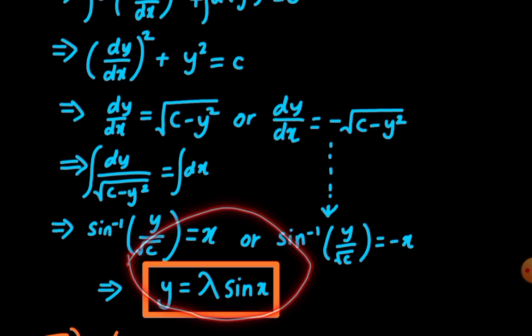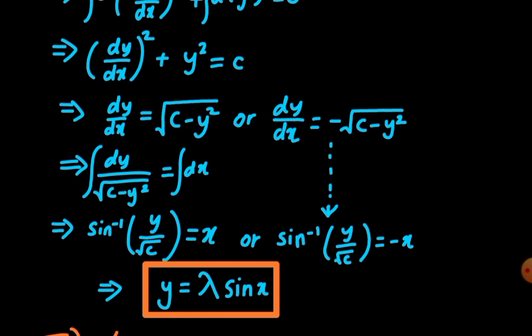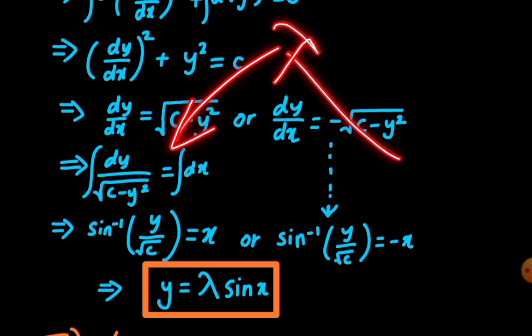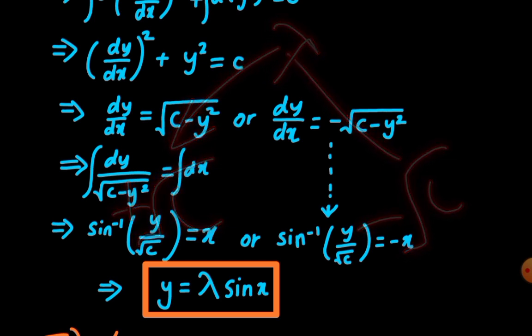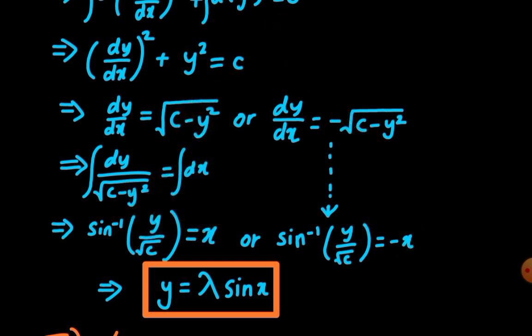Now, if you're asking, well, why didn't you consider the plus or minus case? If you look at it closely, in this case we will get the constant as plus root c, and in this case we will get the constant as minus root c. And we are taking both the cases as lambda, alright? Plus root c and minus root c, we're taking both the cases as lambda. So basically lambda can be both positive and negative, right? And hence we can just write this beautiful expression right here, right?